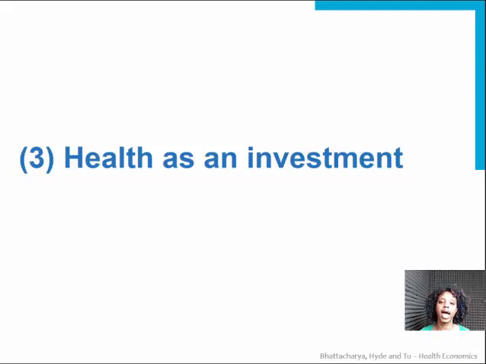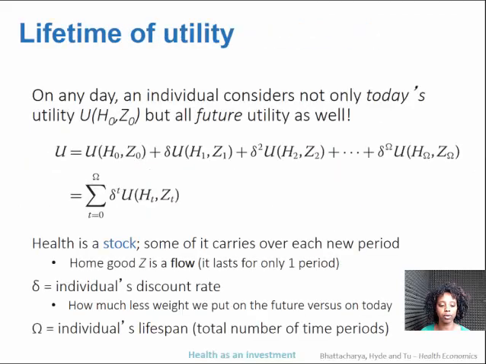Finally, health has a role as an investment piece, so it's a form of stock or capital that you carry. An individual's utility is determined not just today, but it's also a function of all of the other utility. You want to maximize your lifetime utility. So in that context, you can represent utility as a function of H in time period 0 and Z in time period 0, as well as next year's utility as a function, so that would be H1, Z1, and on all the way until omega, which is essentially the last time period of your life. So your utility today is the summation of all of those things.